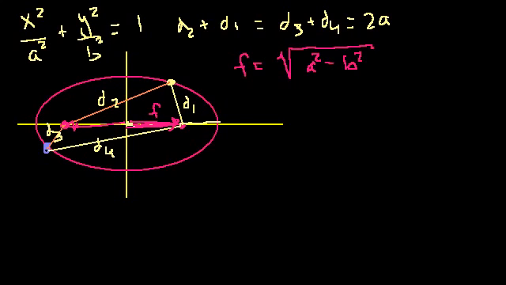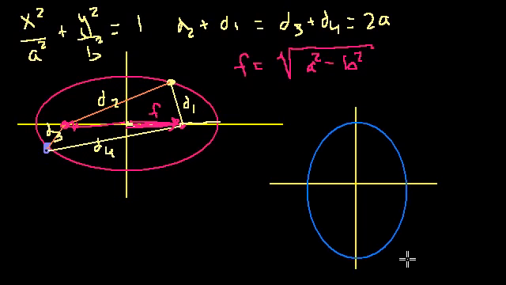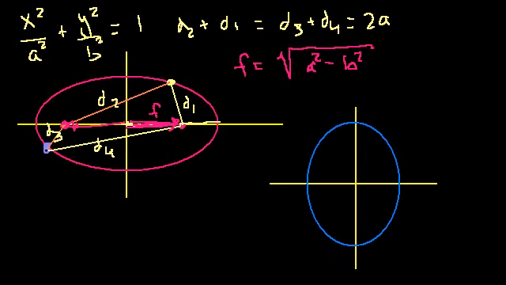If we have a vertical ellipse, and I really didn't cover it in the last video, let me just show you what it would look like. Let's say the ellipse looked like that. In this case, our semi-major radius is now in the y direction. So this is b, this is a, and in this case, b is greater than a, because the ellipse is tall and skinny.